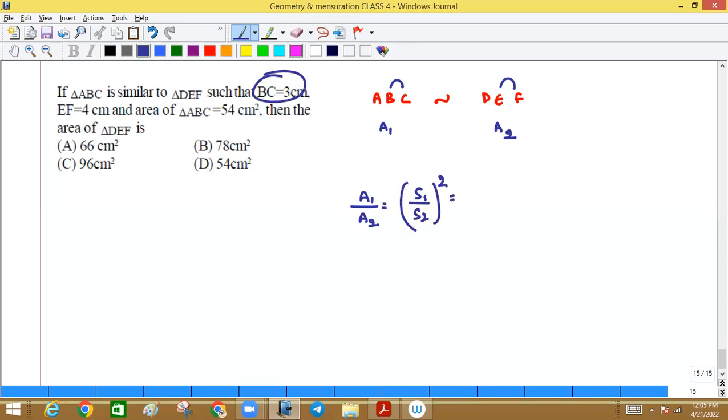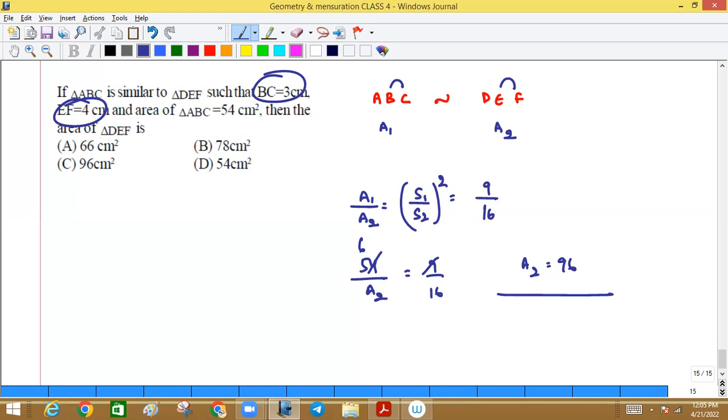Side 1 is given as 3. Side 2 is given as 4. So 9 by 16. Okay. A1 is how much? 54. A2, you don't know, 9 by 16. A1 is 6 times... A2 is equal to how much? 96. Since I'm explaining this sum, you have to do it in this way.